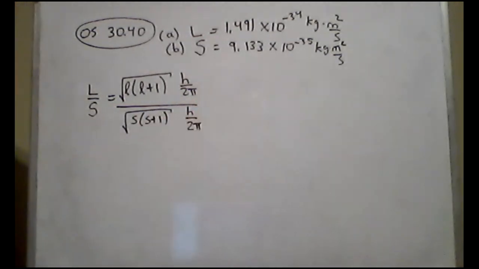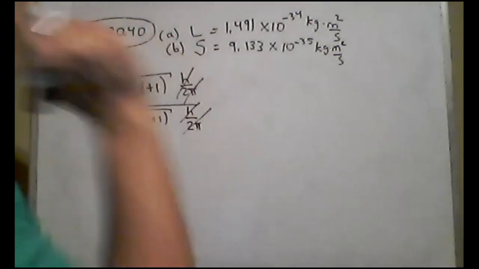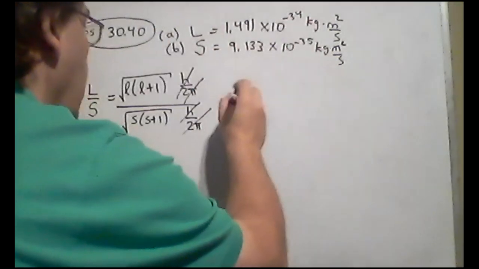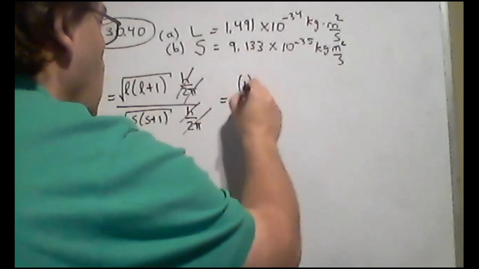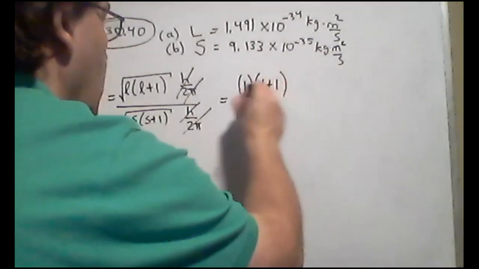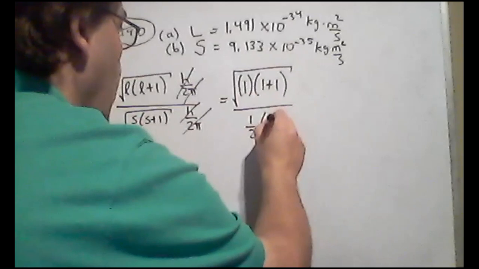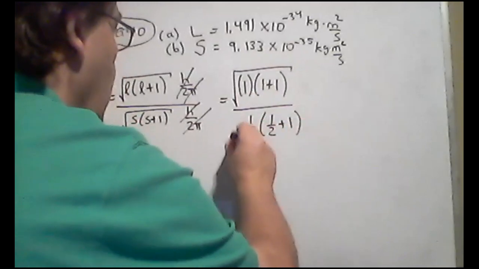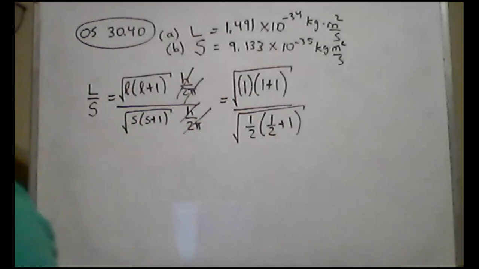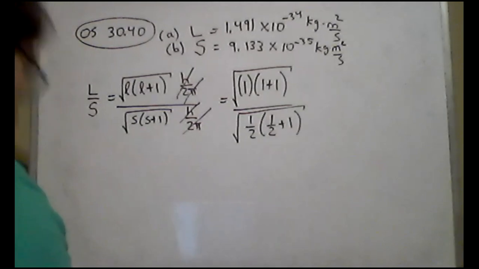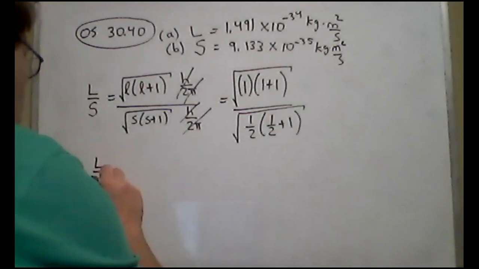I don't have to worry about Planck's constant, because I can cancel out the h over 2 pi's. What I get is a ratio of these square roots of quantum numbers. It's a much prettier way of doing this. So what did I have again? That's right, L equals 1 was my electron. Square root of 1 times 1 plus 1 in the numerator, and the denominator is the square root of 1/2 times 1/2 plus 1. And I don't have any units on these any longer because they are nothing more than a unitless ratio.